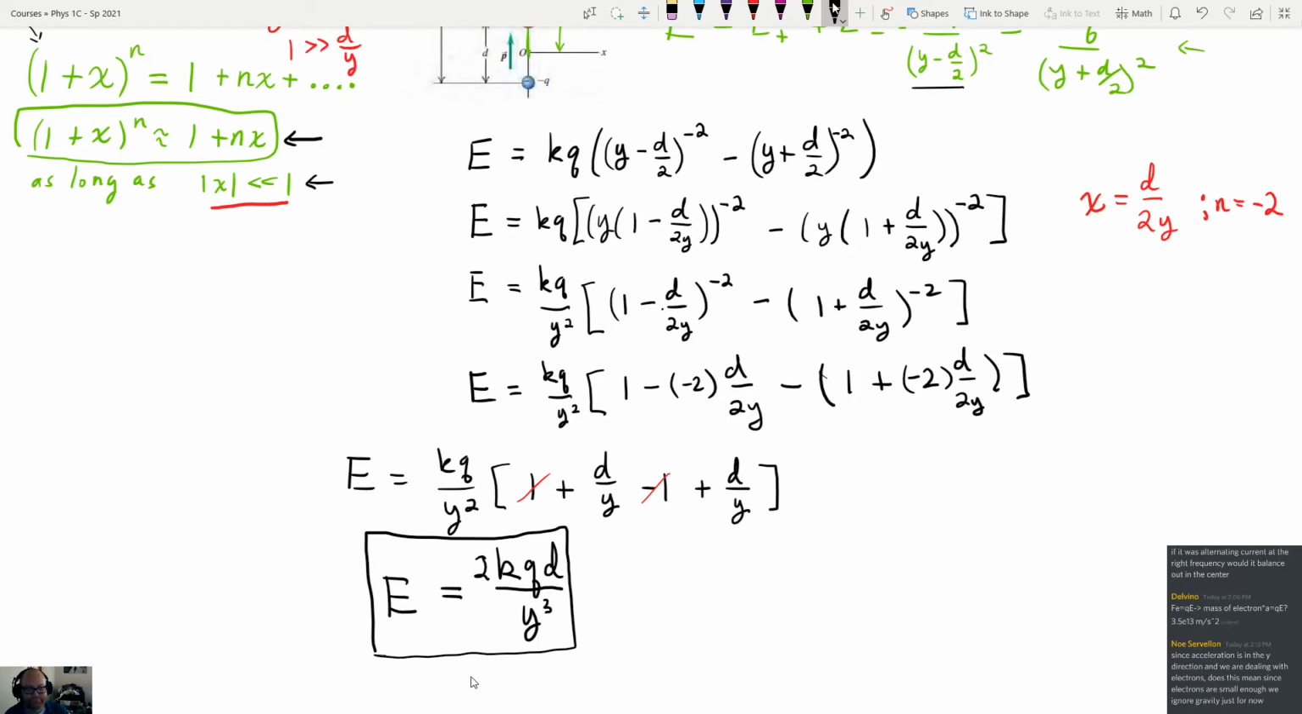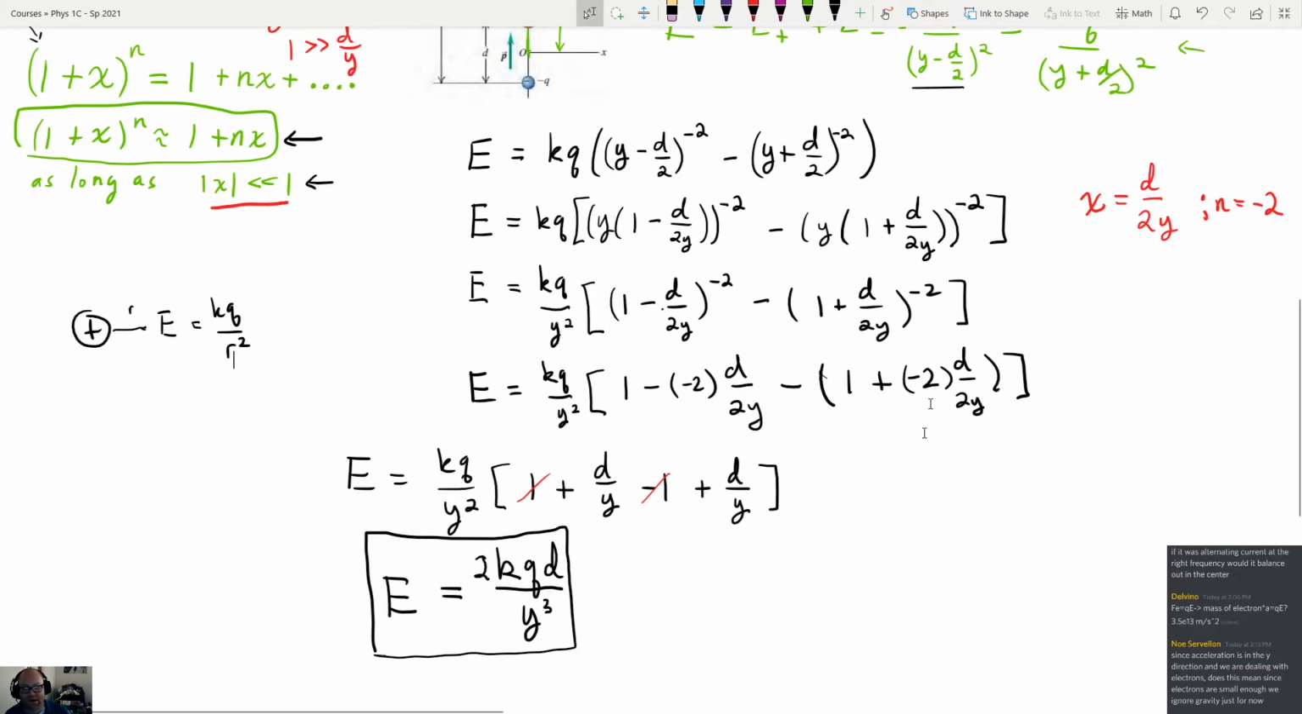So inverse cubes, that's interesting. Right, so we know that if you have a point charge, the electric field for a point charge, if you're a distance r away, is given by kq over r squared, so it's like an inverse square law. This goes as y cubed.